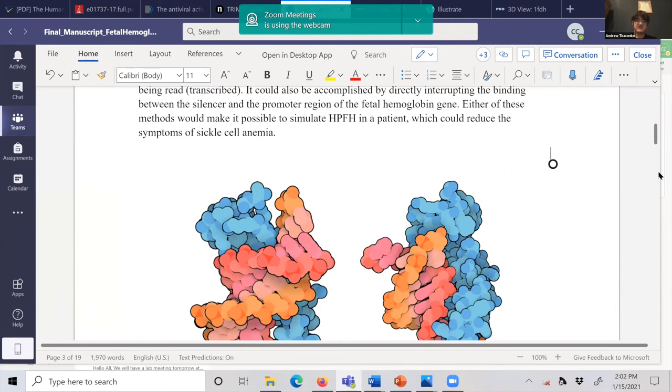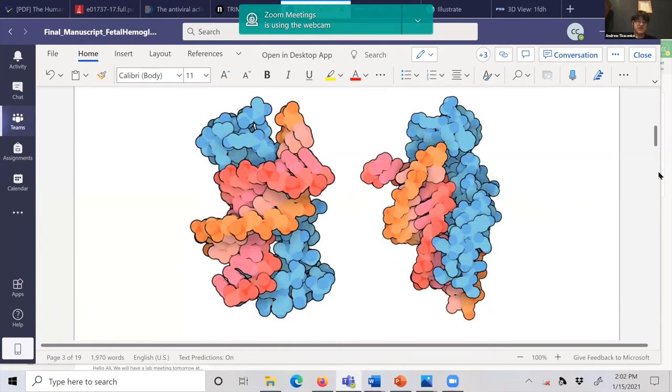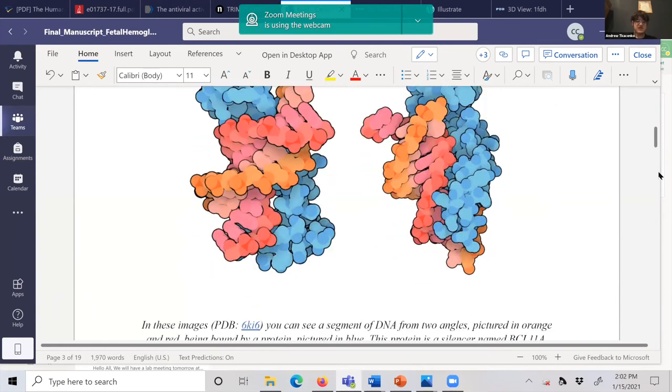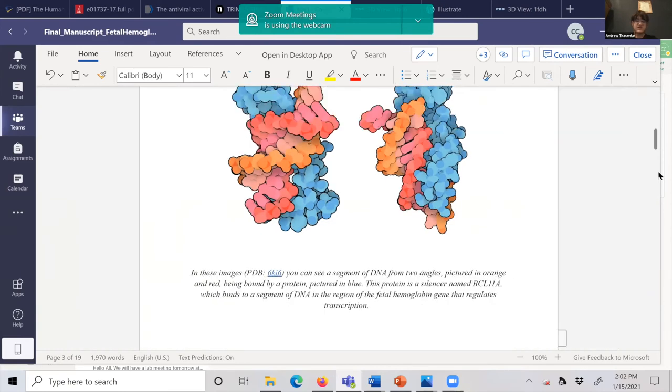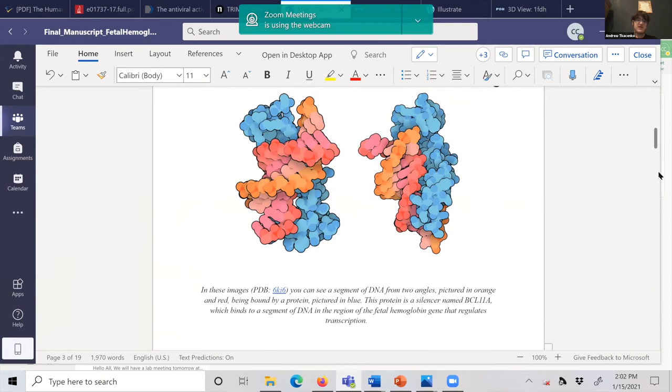And then we have our second figure. In these images, you can see a segment of DNA from two different angles, pictured in orange and red, being bound by a protein pictured in blue. This protein is a silencer named BCL11A, which binds to a segment of DNA in the region of the fetal hemoglobin gene that regulates transcription.